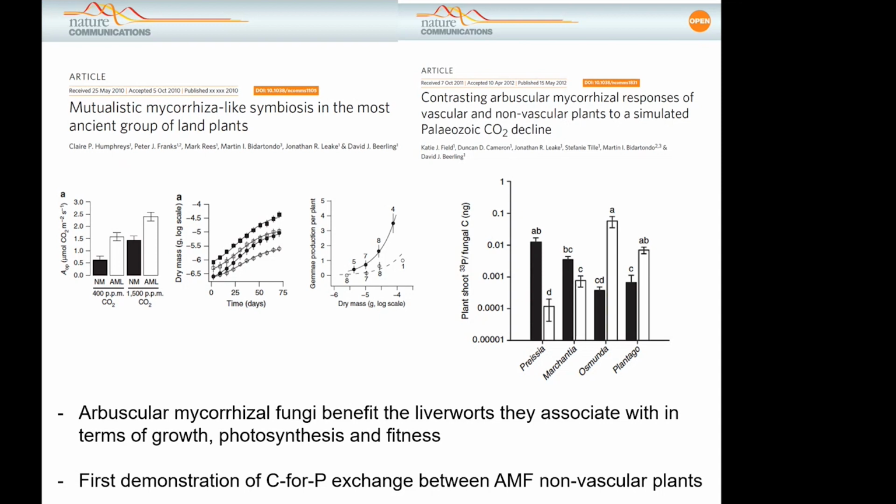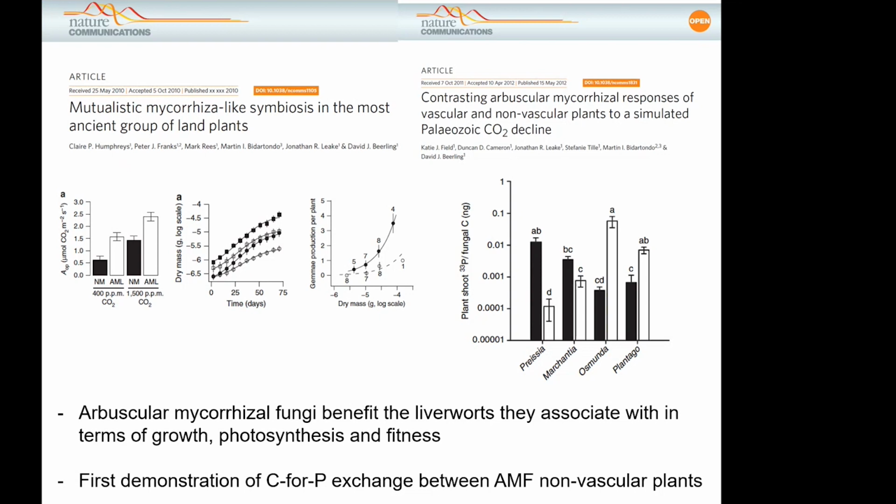And the black bars in this case are the non-mycorrhizal plants, and the mycorrhizal plants are the white symbols in each of the graphs. And essentially what the authors show here is that if you're a mycorrhizal liverwort, you do more photosynthesis, you grow bigger, and you produce more gemmae. Okay, so you seem to do much better if you're mycorrhizal than when you're not.